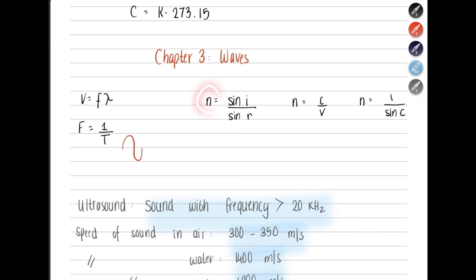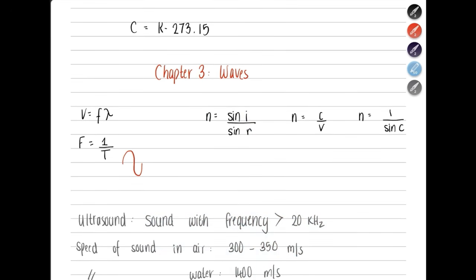Then we have n, which is refractive index, the ratio of speed of wave in two different regions, which is sine i over sine r. And then I also found this equation somewhere. n equals c over v. Refractive index equals speed of light in vacuum, c, which is 3 multiplied by 10 power 8 meter per second. And then v is the speed of light in the material, whether it's air or some other medium. And then n equals 1 over sine c. So, c is the critical angle.